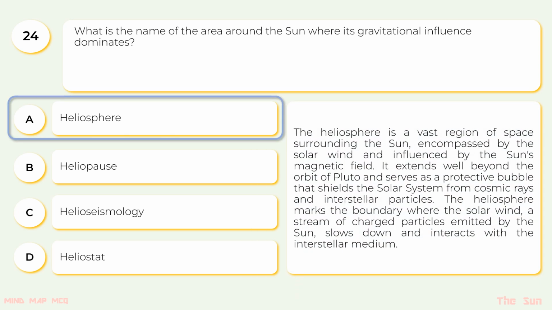The heliosphere is a vast region of space surrounding the sun, encompassed by the solar wind and influenced by the sun's magnetic field. It extends well beyond the orbit of Pluto and serves as a protective bubble that shields the solar system from cosmic rays and interstellar particles. The heliosphere marks the boundary where the solar wind, a stream of charged particles emitted by the sun, slows down and interacts with the interstellar medium.